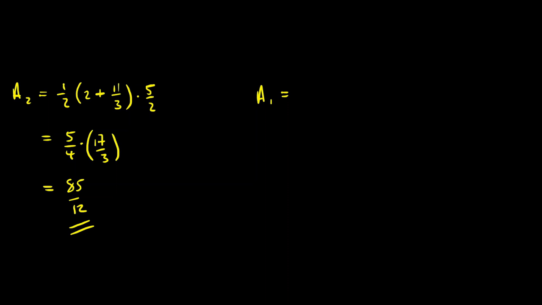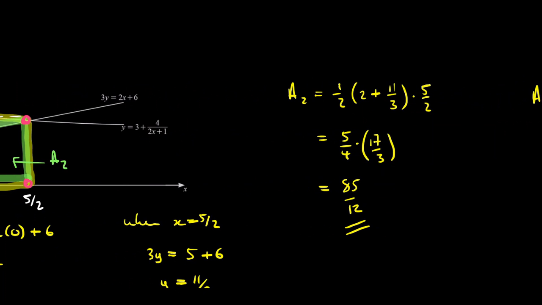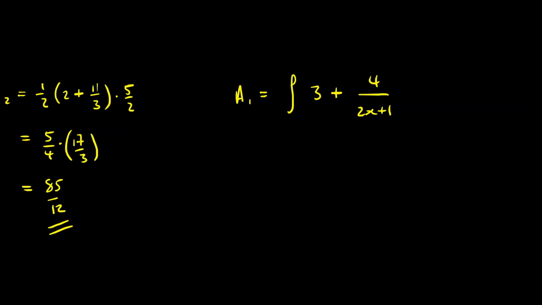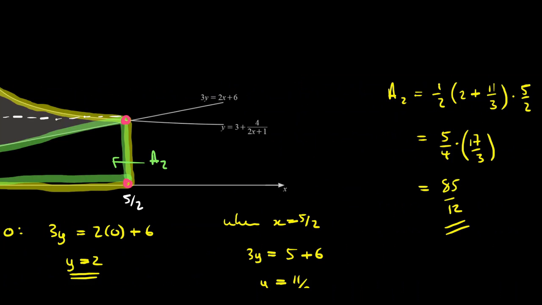Area 1 is equal to the integral of 3 plus 4 upon 2x plus 1, I think. Is that right? Yep. dx. And I am integrating that between 0 and 5 by 2.